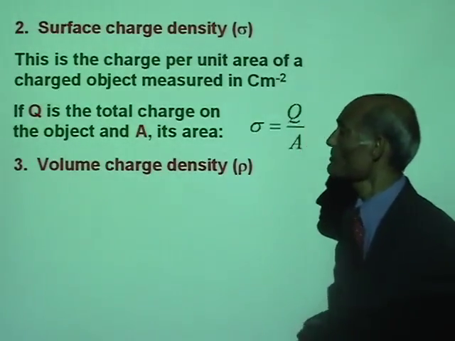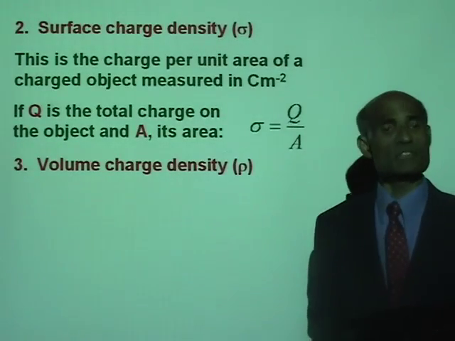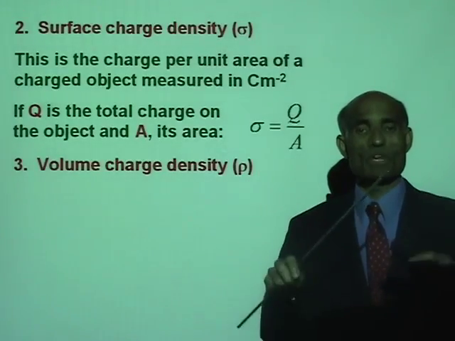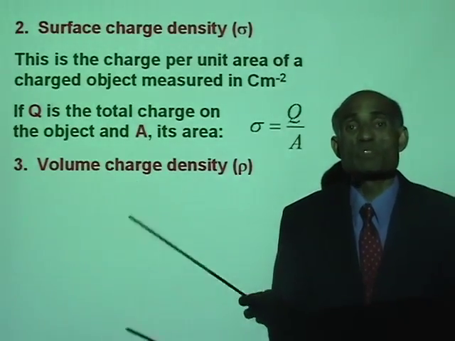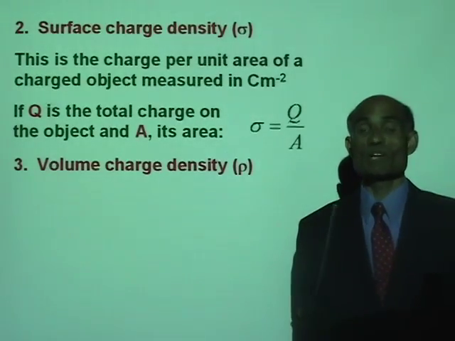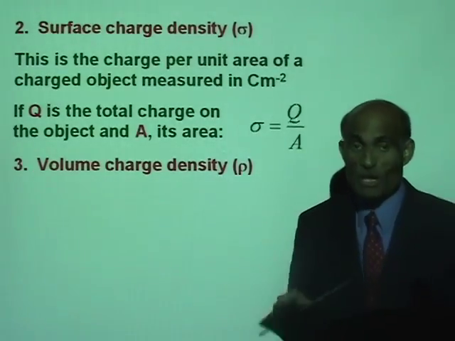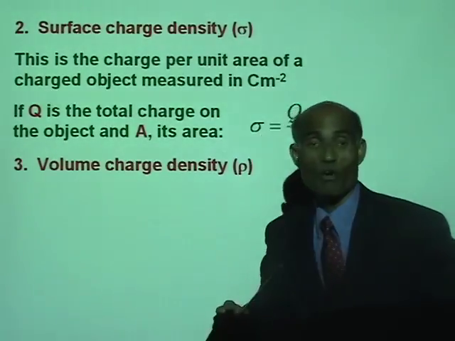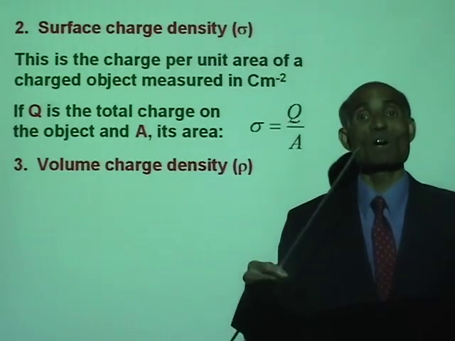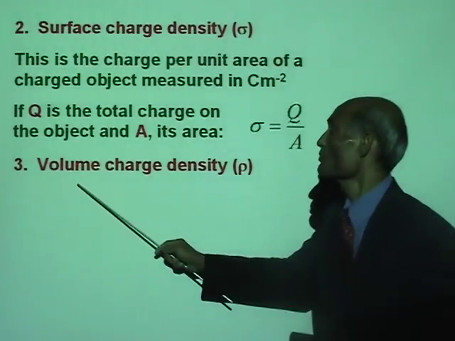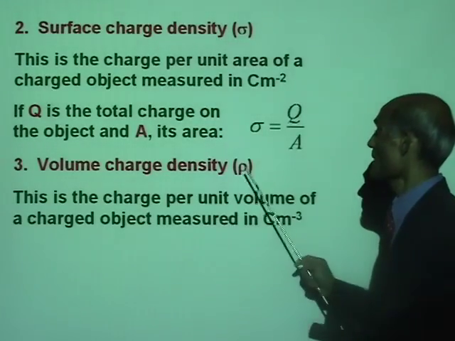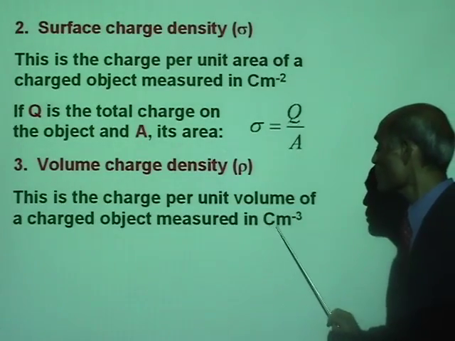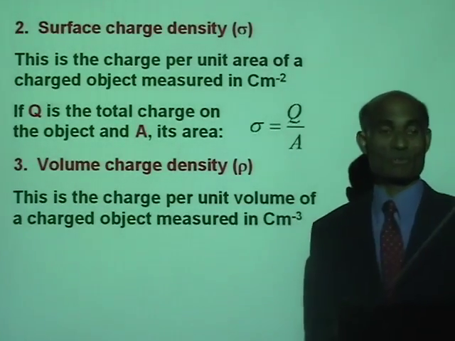The third term we will discuss is volume charge density. What do you think volume charge density is? A certain amount of charge is distributed over a volume. Now you must distinguish between surface area and volume. If a certain amount of charge is distributed over a volume, then charge per unit volume is called volume charge density. We represent that by rho, and it is measured in coulombs per meter cubed.